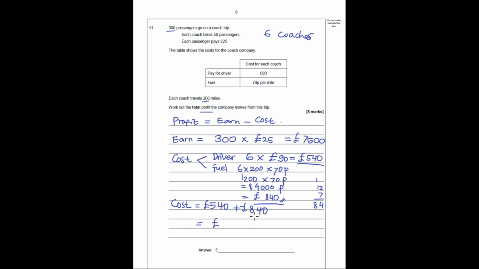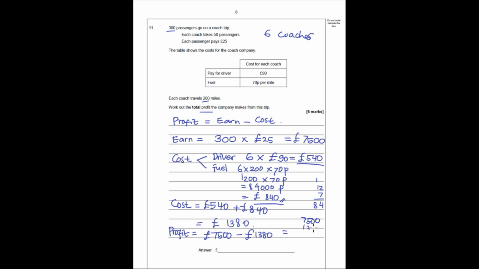So it will be 0 and 0, it's 0, 4 and 4, it's 8, 5 and 8, it's 13. This is the total cost. Then the profit. Now the profit is the earn, take away the cost. They earn £7,500 here, and the cost is this number, £1,380. So this, take away this. I'll make the computation here.